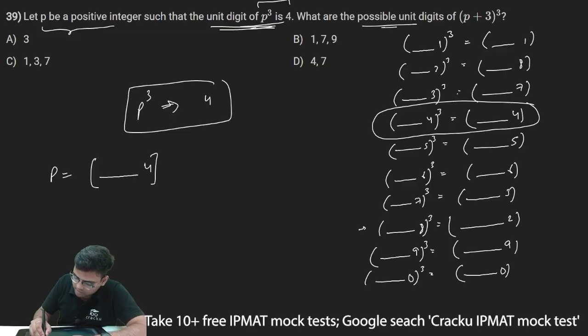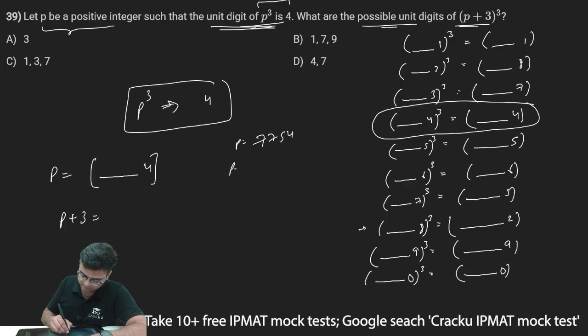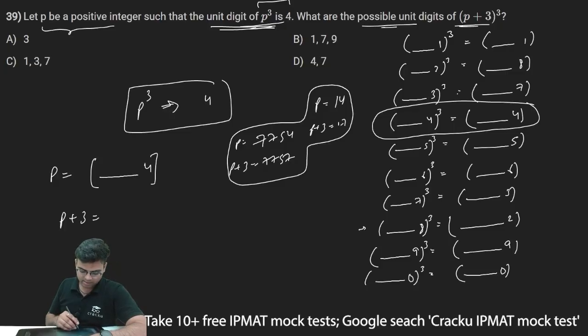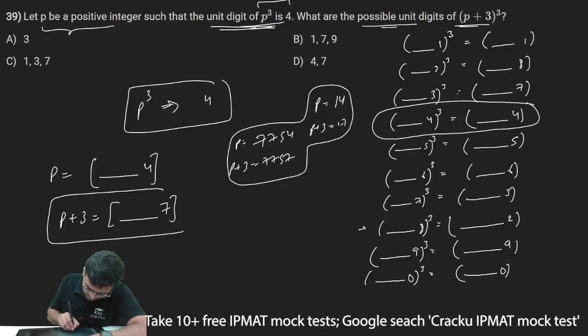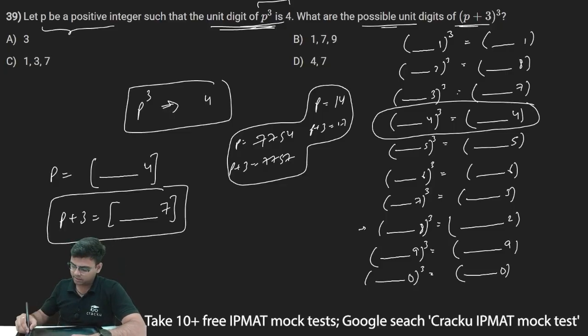What are the possible unit digits of (p plus 3) whole cube? Now if this is p, what will be p plus 3? If this is any number, let's say 7754, p is 7754, p plus 3 will be 7757. If p is, let's say, 14, then p plus 3 will be 17. So all the digits remain the same, it's just that 4 becomes 7. So p plus 3 will be a number whose unit digit is 7.